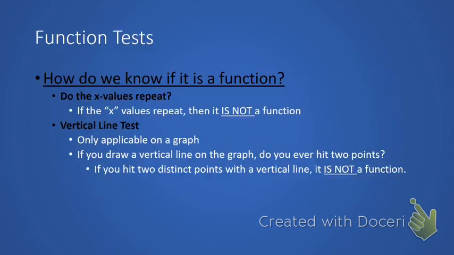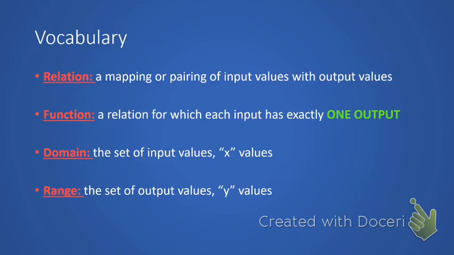So here's our definitions. I didn't mean to click off that. A relation is a mapping or pairing of input values and output values. Basically anything in the world is a relation. We have to define it only because we care actually what a function is. So a function is a relation for which each input has exactly one output. Basically, a really fancy way of saying each x value has a y value.